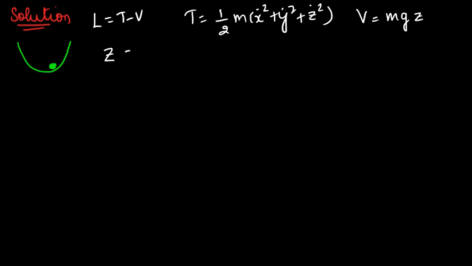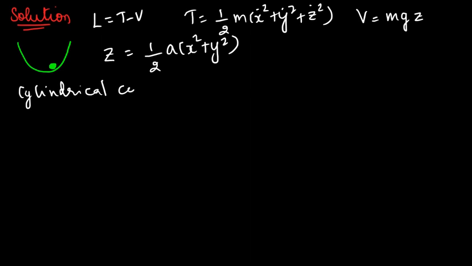Now, z is given as half a into x square plus y square. Now we are using our cylindrical coordinates. If you haven't seen my video for Lagrangian dynamics, you can just check my classical mechanics playlist. I have given the steps for how to solve a Lagrangian question. I had told that if you have Cartesian coordinates, then you have to convert them into a suitable coordinate system. So here I'm going to use the cylindrical coordinate system.